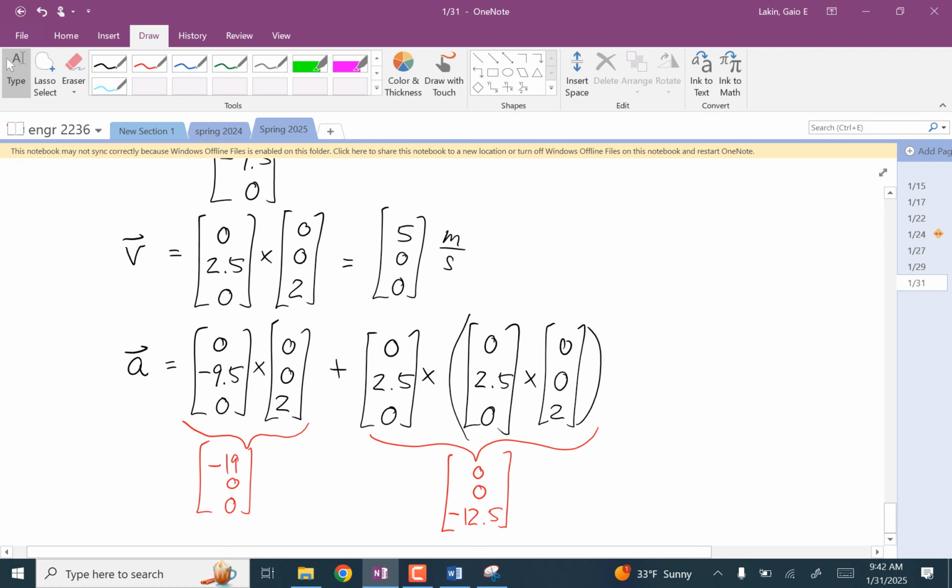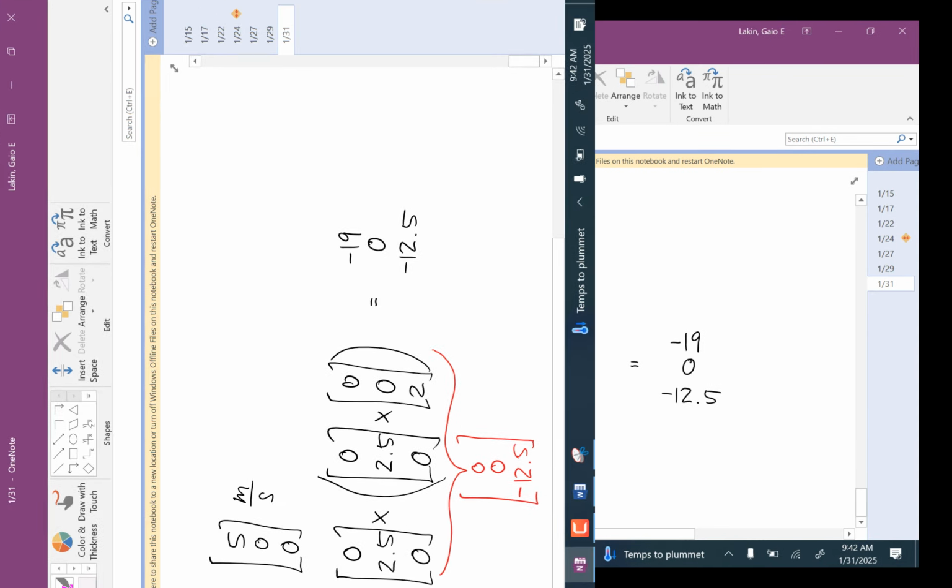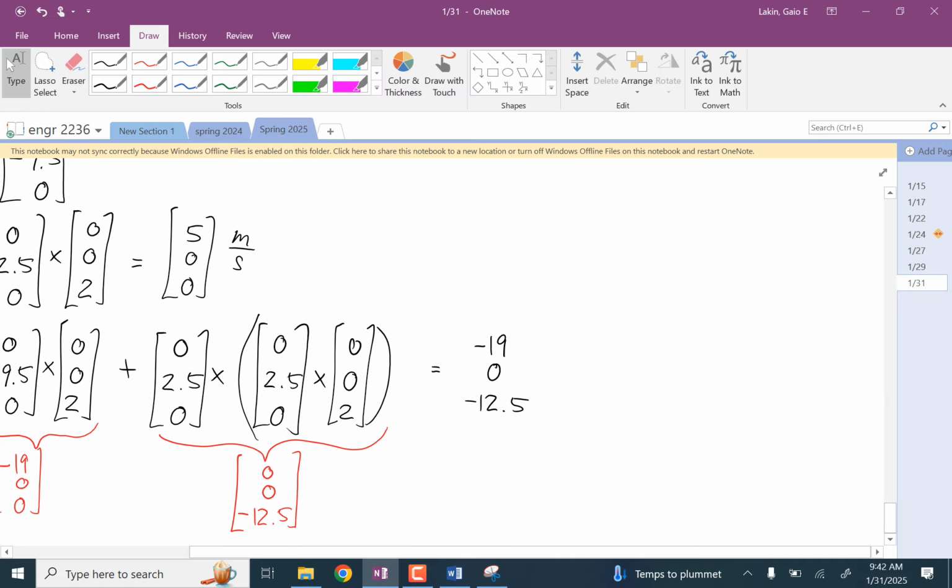But the nice thing is, I think it's always a good idea to sanity check stuff, but as long as you don't make any math mistakes, you never have to think about the direction of the centripetal, the direction of the tangential, anything like that. The vectors do all the work for you. And so the answer here is negative 19, 0, negative 12.5. And that's in meters per second squared.